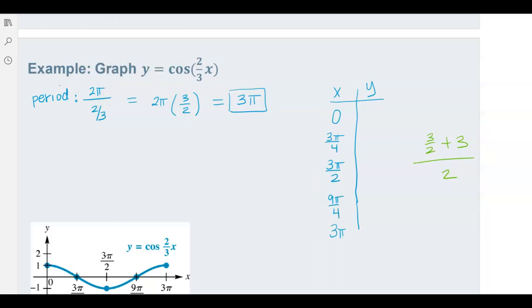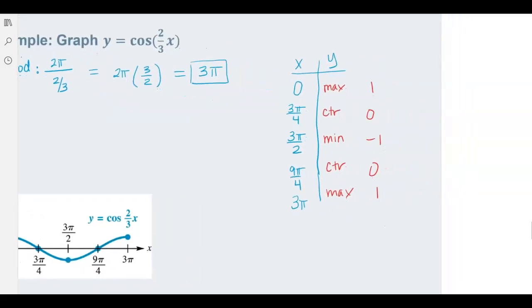All right. The pattern for cosine is to start at the maximum point, go to the center, minimum, center, maximum. That's the pattern we'll always follow for cosine. The maximum is always going to be at 1 and -1 for the minimum. We don't have any change in the amplitude, right? There's no number that's multiplied in front of cosine, so there's no change in the amplitude. And the center is going to be at 0.